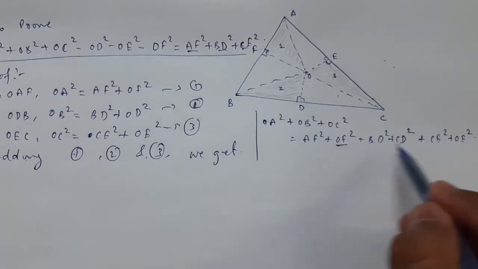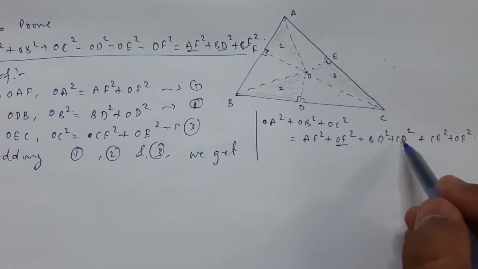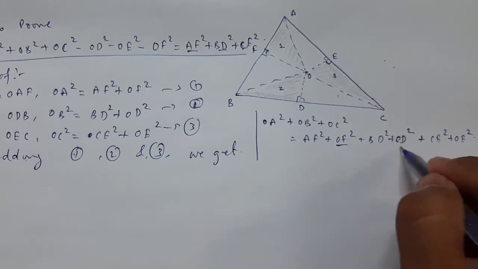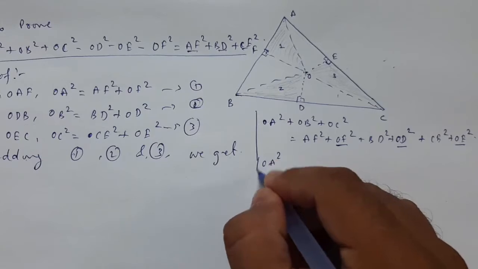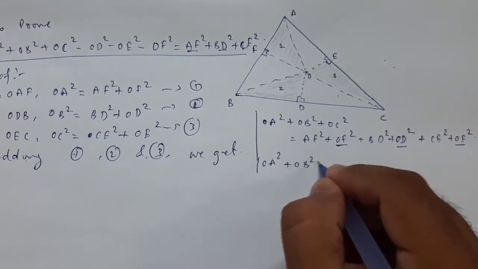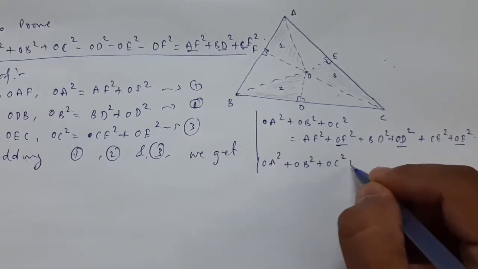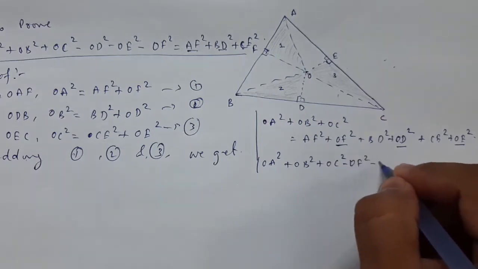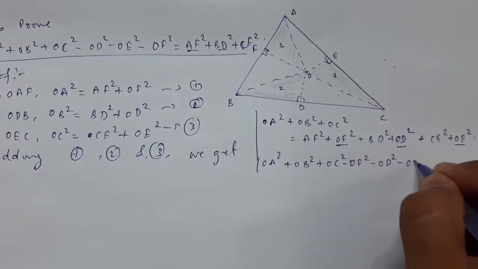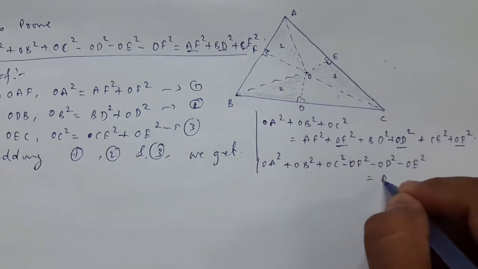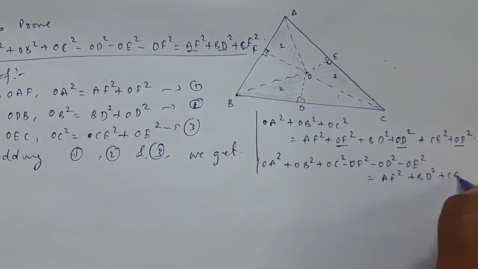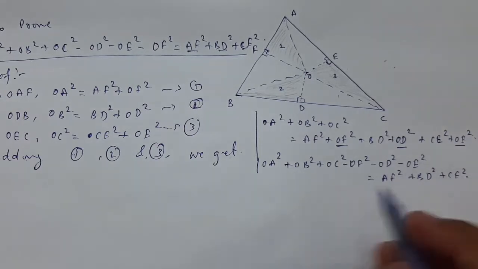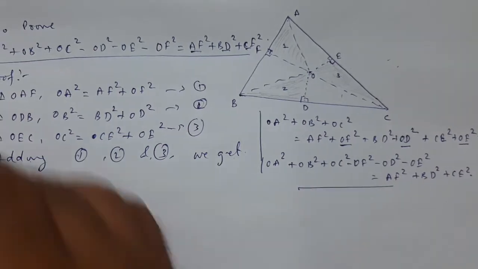Now OF, OD and OE we will shift to this side. We will have OA square plus OB square plus OC square minus OF square minus OD square minus OE square is equal to AF square plus BD square plus CE square. So we got the first bit.